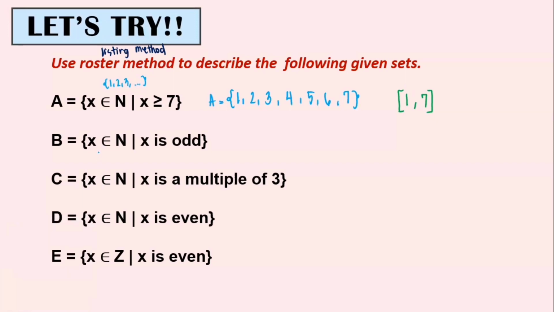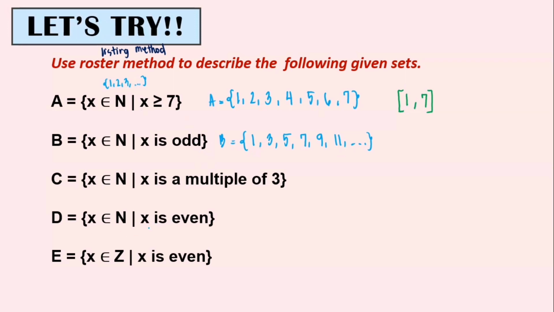Ang set B daw natin ay x is an element of the natural number such that x is odd. Okay? So, ang B natin ay natural. So, start tayo with 1. Ang 1 po ba ay odd? Yes. Followed by 3, followed by 5, 7, 9, 11, etc. Okay? So, nakalagay dito ay walang hangganan. Ibig sabihin, odd numbers lang. So, walang naka-specify kung hanggang saan yung ating odd numbers na ililista.